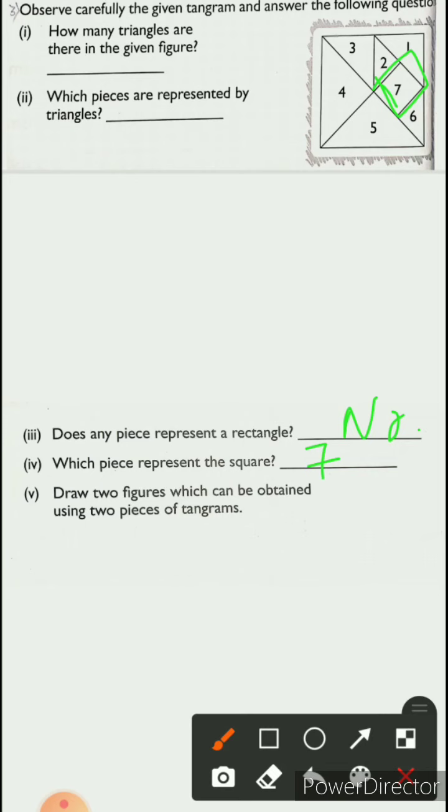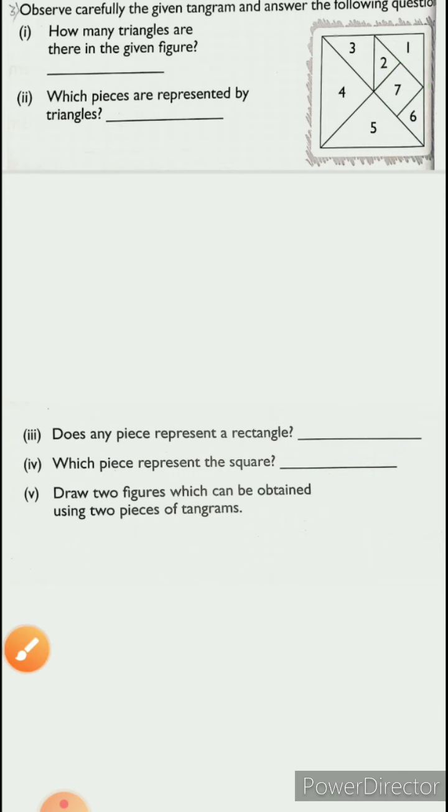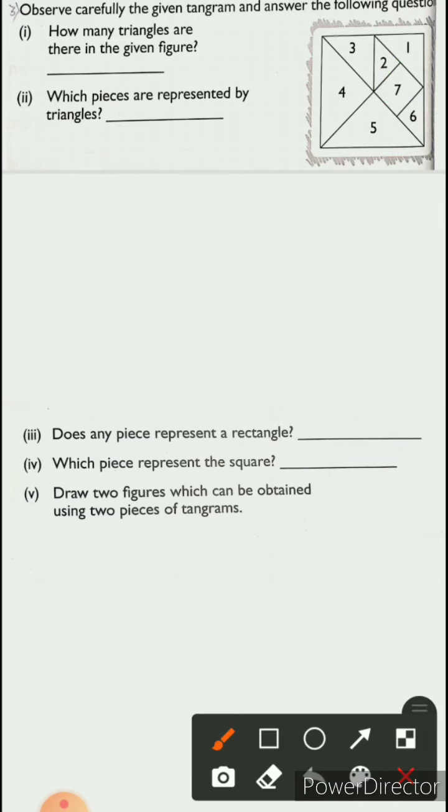Now next is draw 2 figures which can be obtained using 2 pieces of 10 gram. So आपको क्या करना है, कोई भी 2 पीसेस लेने हैं इस 10 ग्राम के, और कोई भी एक क्या करनी है, इमेज ड्रॉ, एक फिगर ड्रॉ करना है. So first here I am taking these 2 pieces 4 and 5. Okay, 4 and 5 को लेके एक हम फिगर बना रहे हैं. So that is your 4 and 5 and figure that is another triangle.